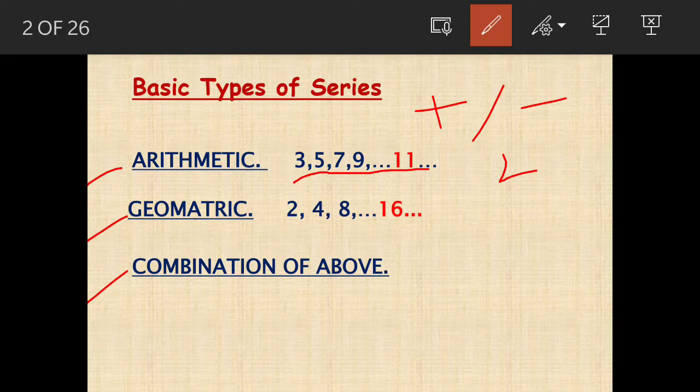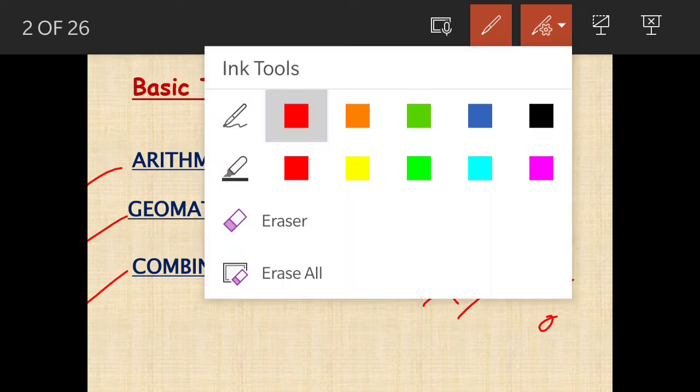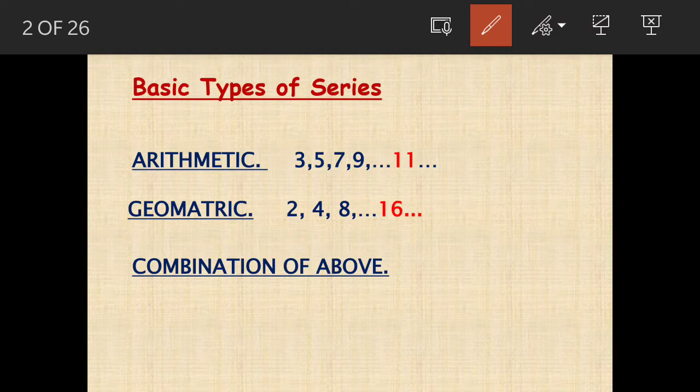Then let's see the geometric series. Here the numbers vary by certain multiplications or divisions. In the second series you can note that numbers are varying from each other by multiplication of 2. Each is a multiple of 2. Now I'll remove the markings and explain the third type.